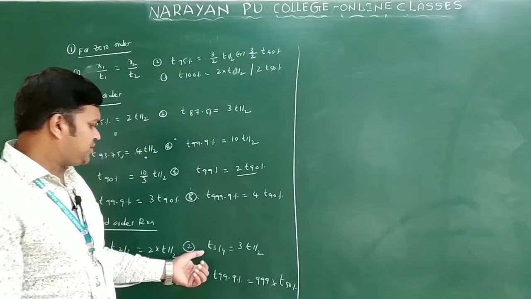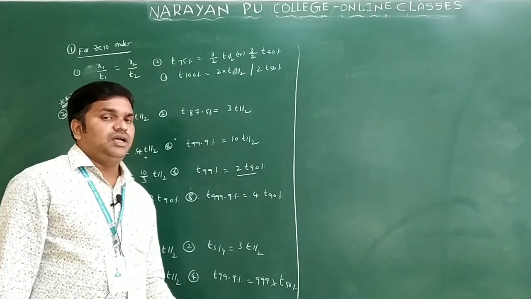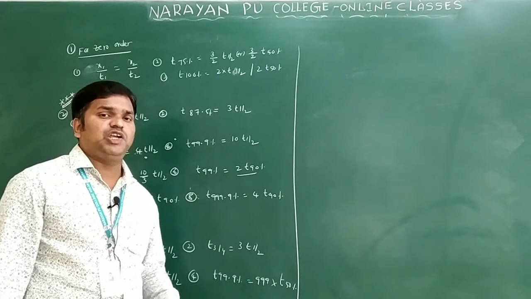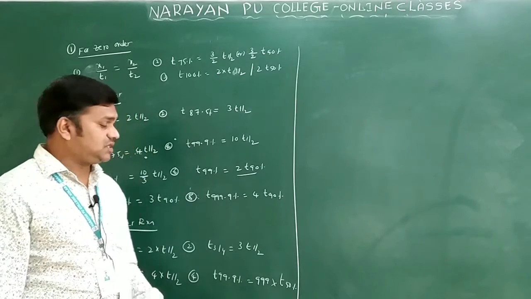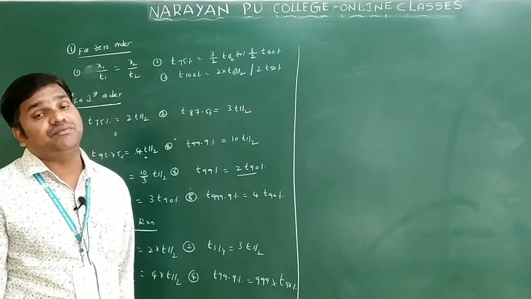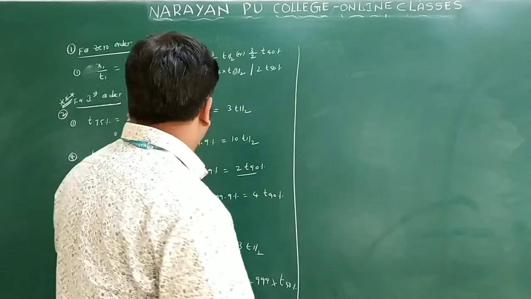You can write the fractions here. Suppose you are taking 3 by 4. 3 by 4 means what here? You will get 0.75. You multiply this by 100, how much? T 75%. So you get T 75% is equal to 3 into T of, that is T 50% you will write. This is for second order reactions. So these formulas are important.